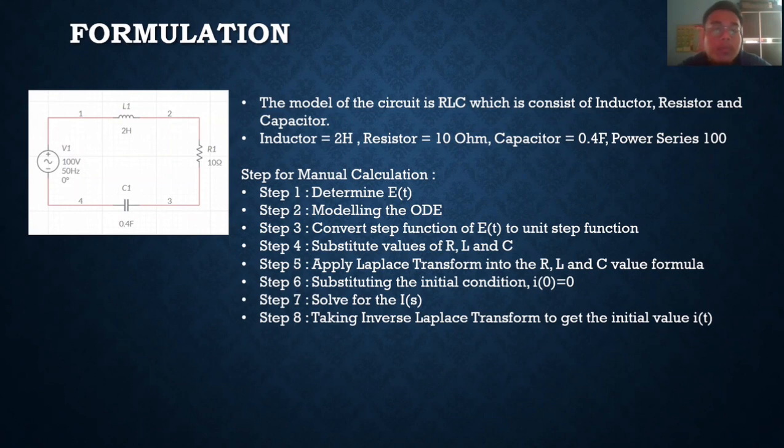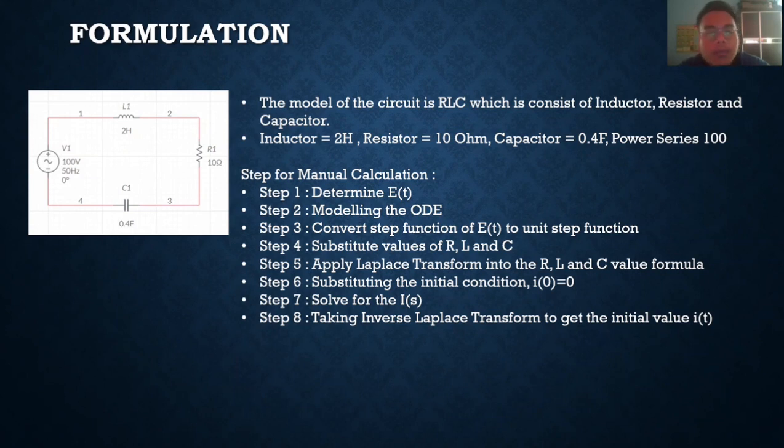Now I'm going to present my part, which is the formulation for our circuit, for our project. So the model of our circuit, which is RLC, consists of an inductor, resistor, and capacitor. We have set each component value: inductor 2 H, resistor 10 ohm, capacitor 0.4 farad, and a power supply of 100 units applied to the circuit for E(t).